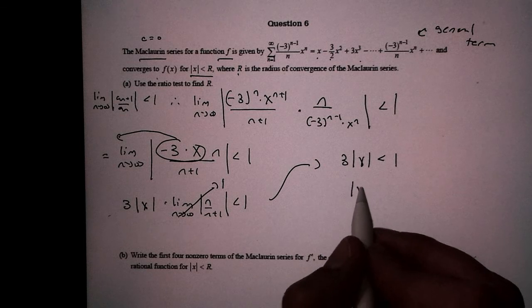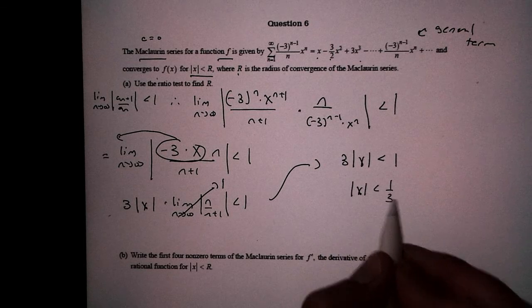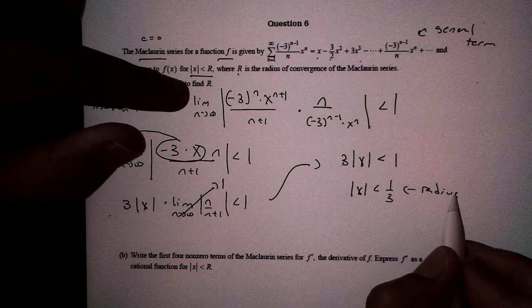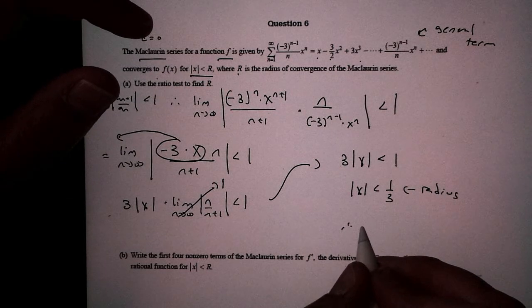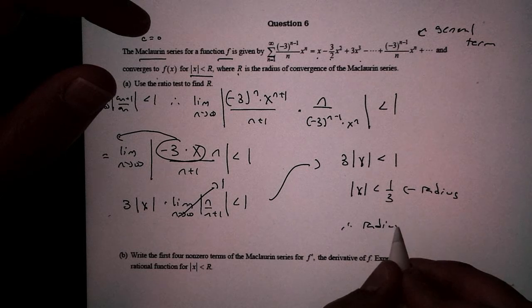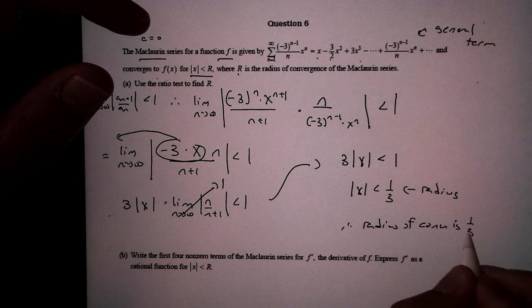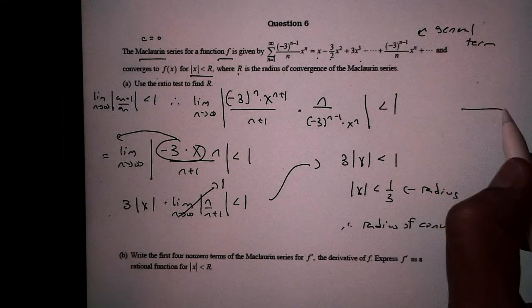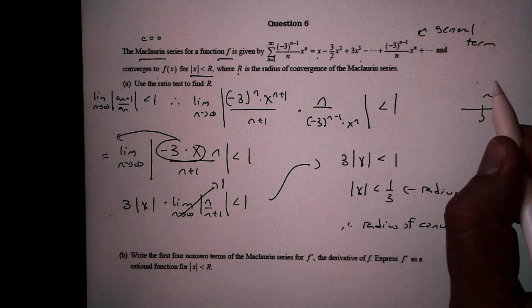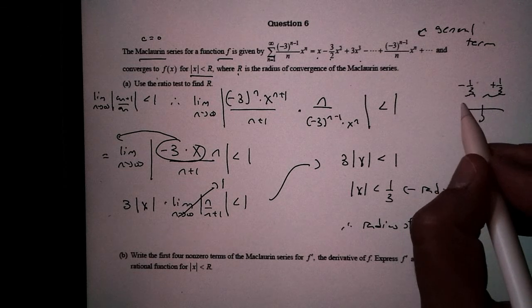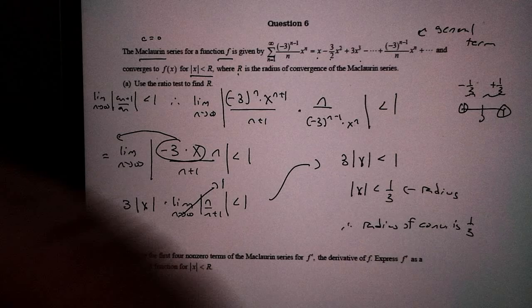Solving, we get the absolute value of x is less than 1/3, and there is our radius, right? It kind of matches up with our equation now. So therefore, we can say the radius of convergence is 1/3. Now, remember what that radius means. If I'm at 0, anywhere within 1/3, either way, plus or minus 1/3, is guaranteed to converge.